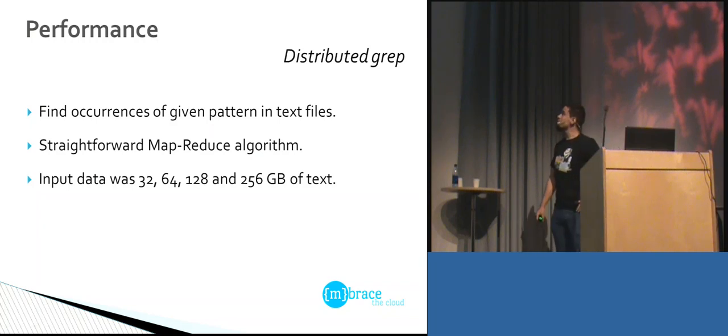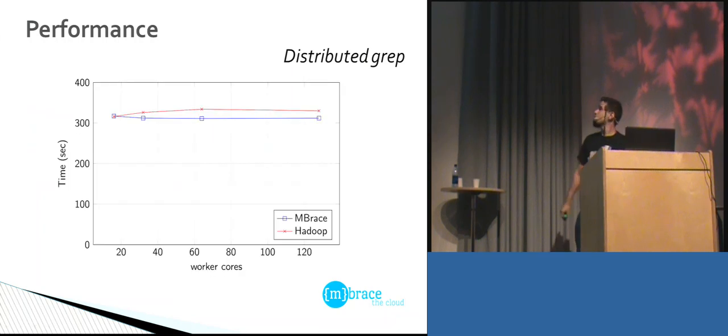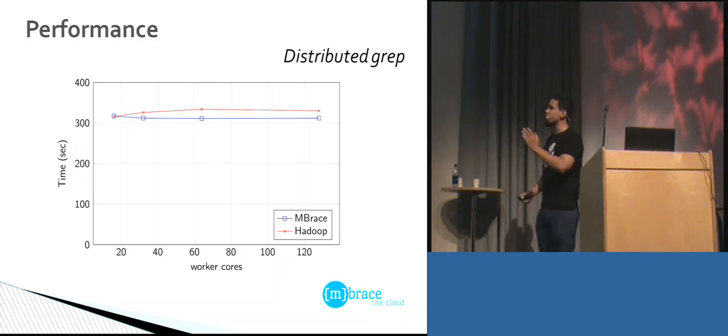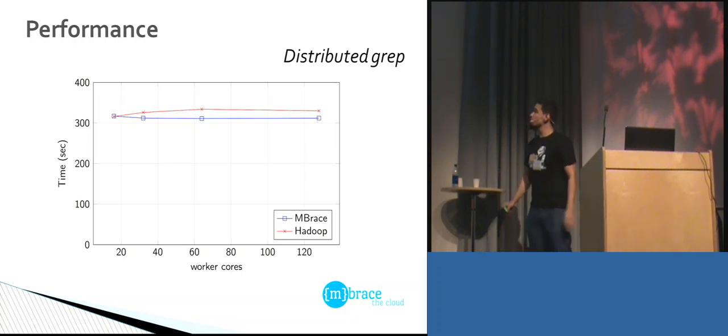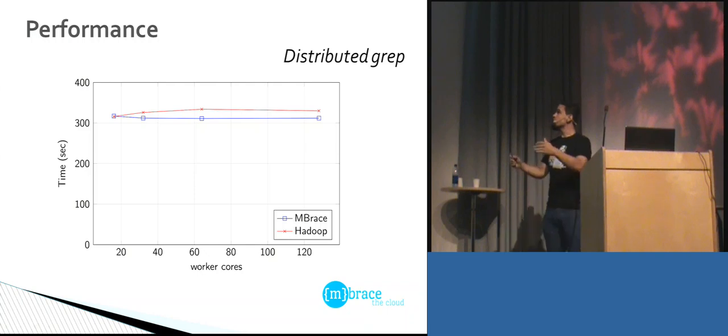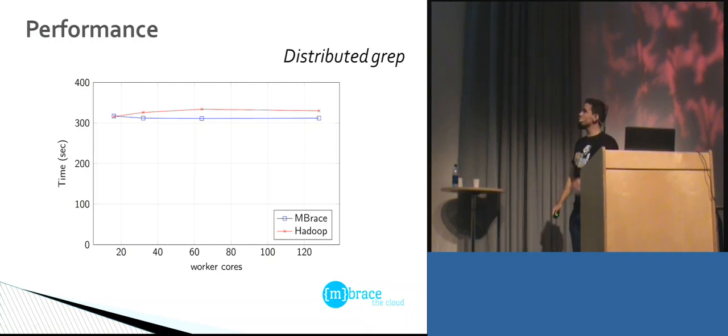So in the first test, we ran distributed grep, which is a pretty straightforward MapReduce implementation. And we used a varying size of input data as our data set. We got these results. Also, I should note that as the worker core count rises, the dataset size also rises. So it is to be expected that the line is essentially constant, and this is basically just a way of seeing how the cluster scales. And in this result, we are pretty comparable to Hadoop, I'd say.